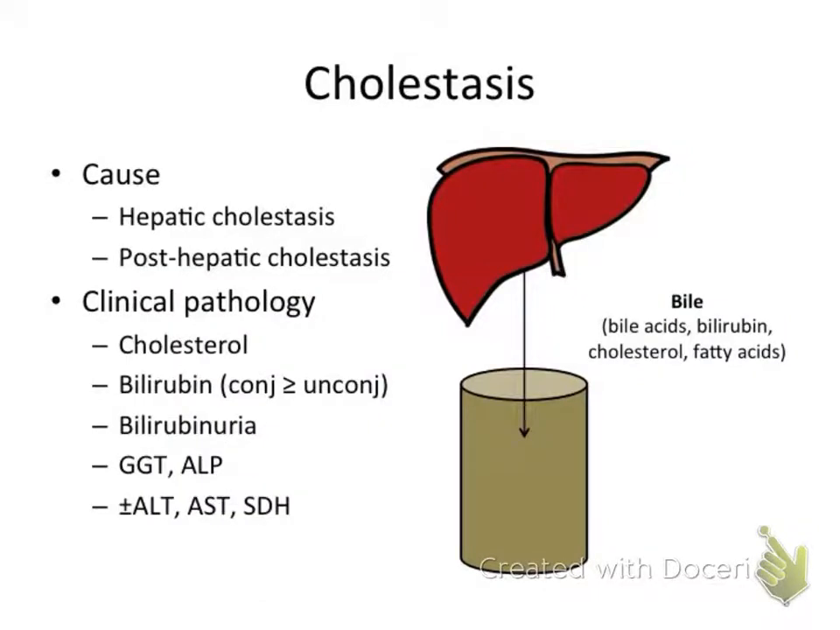Hepatic or posthepatic cholestasis causes hypercholesterolemia by decreasing cholesterol excretion by the liver into the duodenum. Cholestasis also causes increases in bilirubin and GGT and ALP, and if there's hepatocellular injury secondary to cholestasis, you can see increases in ALT, AST, and SDH.